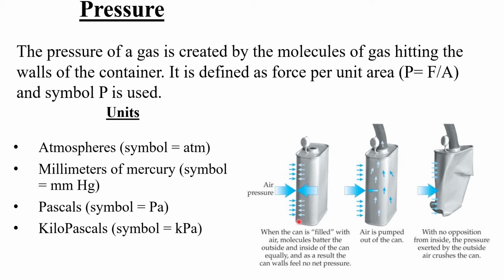But if we remove the air from inside the can, then with no opposition from inside, the pressure that is exerted by outside gases can crush this can. And the way this can collapses tells us that there must be some external force that crushed it inward. And that external force is actually the billions of fast moving air molecules in the atmosphere that are colliding with the outside wall of this can.